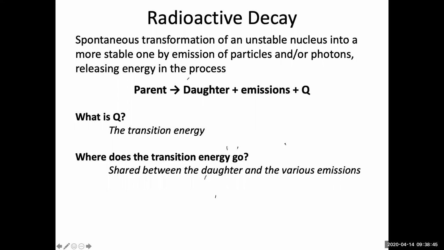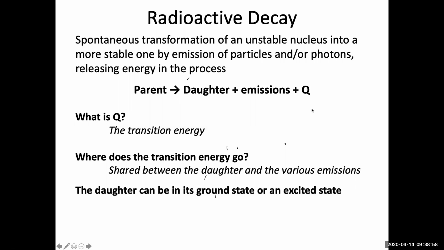I think it was already explained in the previous lectures. So the unstable parent gives a more stable daughter, plus emissions, beta, alpha, gamma, whatever, plus the transition energy. The daughter can be in its ground state or still in an excited state. After radioactive decay, it does not necessarily reach stability or the ground state. It may be another excited state, and again radioactive decay happens, going to another excited state, and so on until it reaches stability.